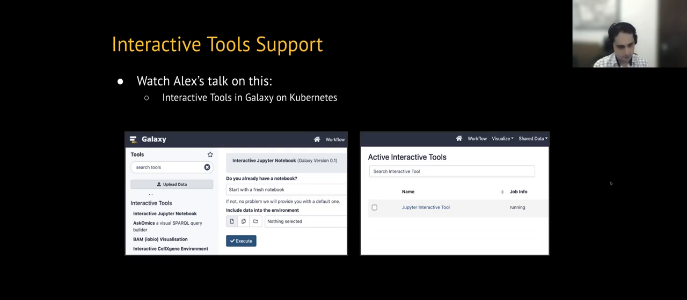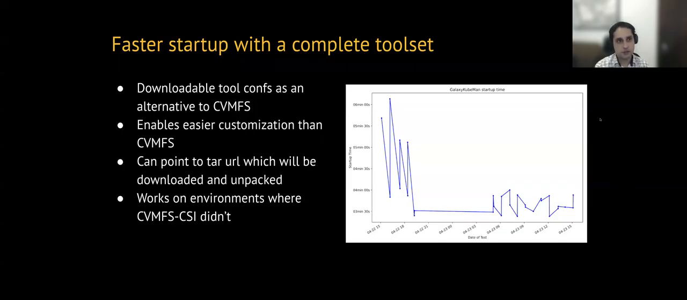across any Kubernetes cluster. Another area which has received significant attention is faster startup time while loading a complete tool set. This has been particularly important for Anvil, where Galaxy instances are launched on demand and startup time is a significant concern. So a lot of work has gone into making these tool configurations downloadable as archives incrementally, so that you have the fastest possible startup. And Alex is putting some work into bringing this down from 6 minutes, an almost 40% improvement, by using bundled tar archives, which can be used as a customizable alternative to CVMFS.